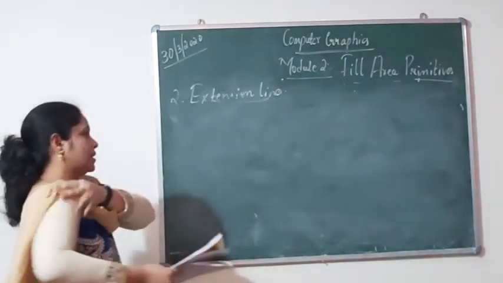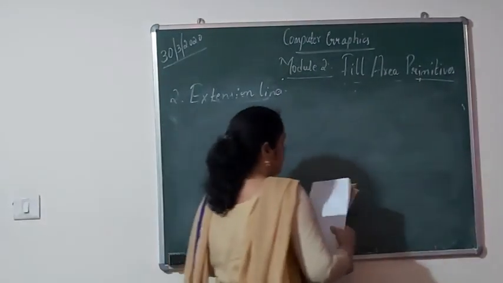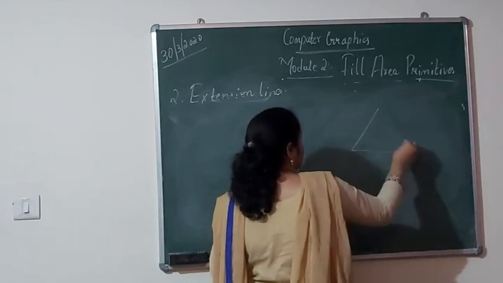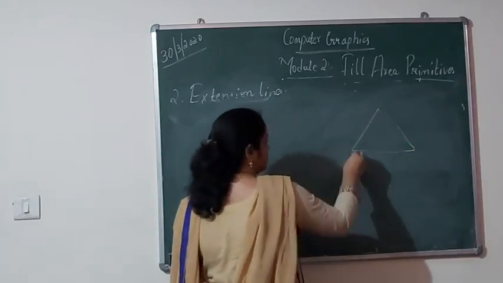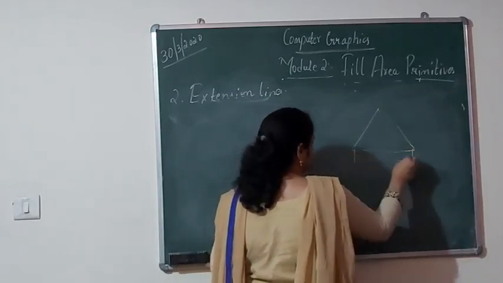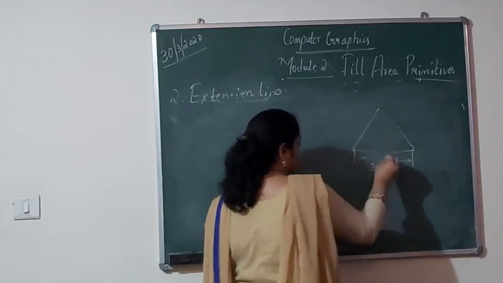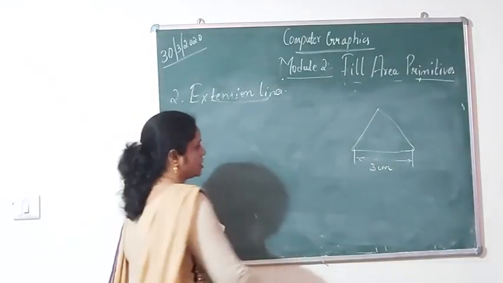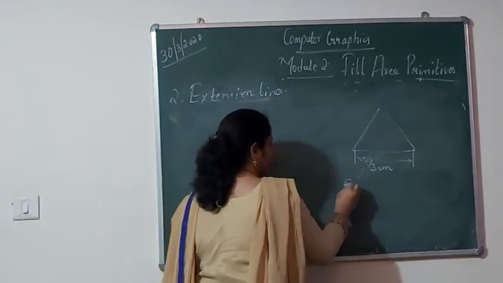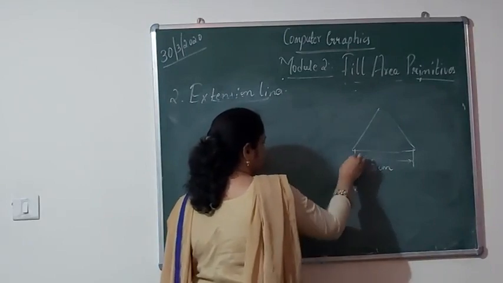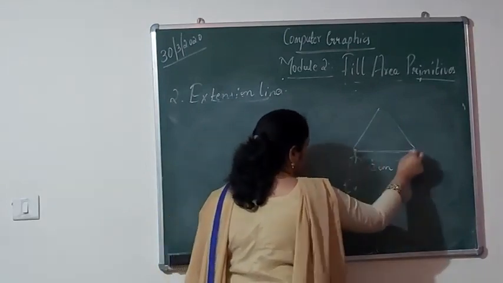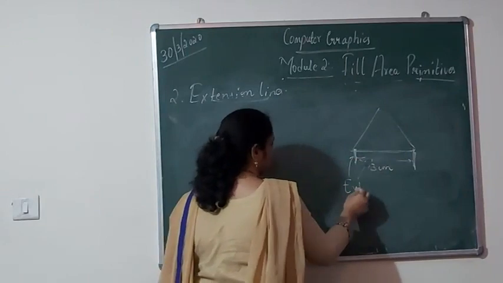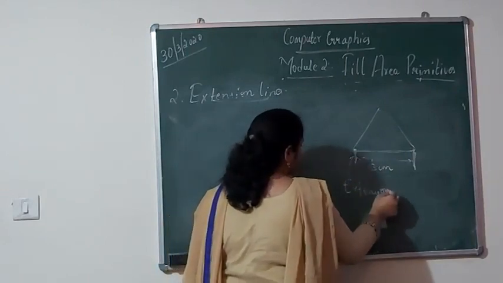So what do you mean by an extension line? Say for example, I take any diagram, right? It can be any diagram like this. I want to say that this is some 3 centimeters. I will draw some line, right? Such a line, we call it an extension line. This line is what I am taking as an extension of the previous one, right? So such lines we call extension lines.